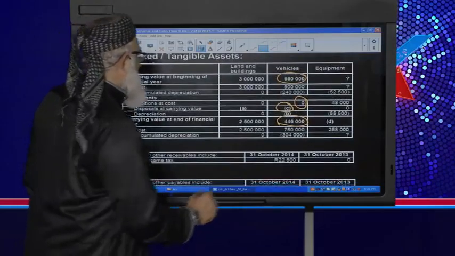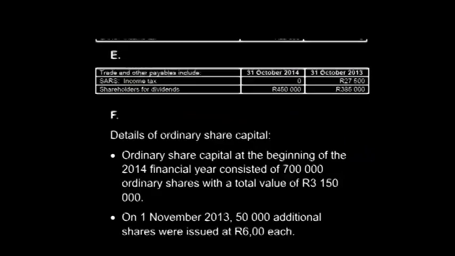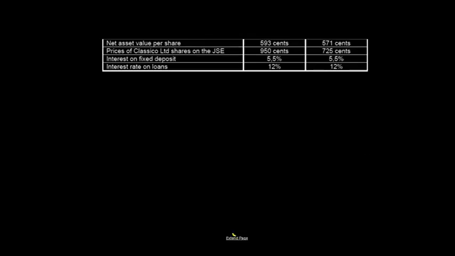What are we expected to work out? D, right? And what is it that they want at D? They want the carrying value at the end of the year, right? So once again, let's do a calculation here. Let's just do the calculation on this page here so it makes it easier for us.